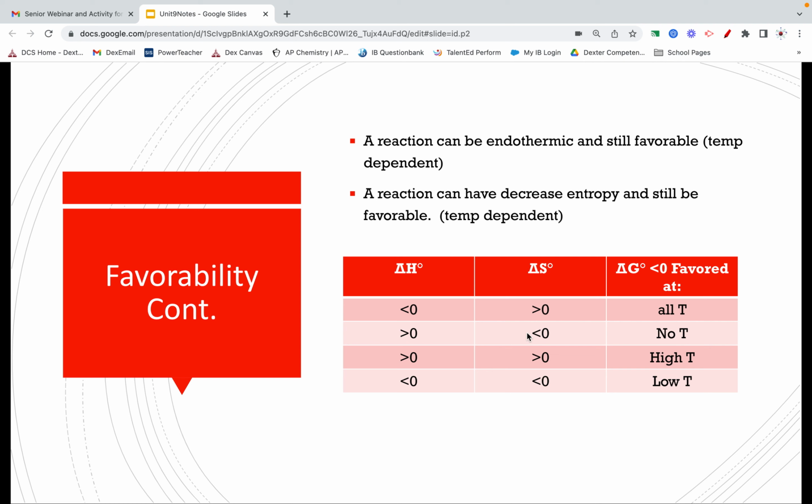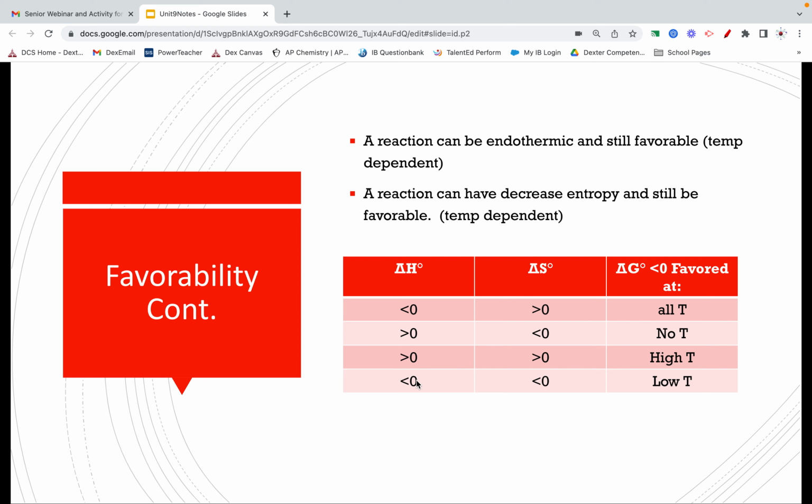Entropy naturally increases in a system for the most part. Okay? So when could we have an endothermic reaction and be favorable? Well, it depends on the temperature and the entropy, right? So if we have an endothermic reaction, this is our third one, and we have increasing entropy, what we would need is a high temperature. That should make sense, because then energy can be going into the system to overcome that endothermic factor.